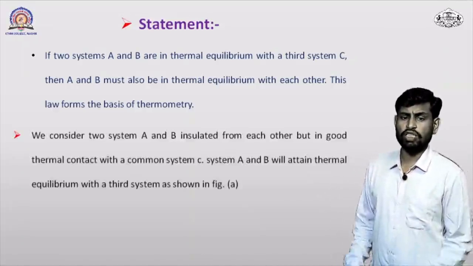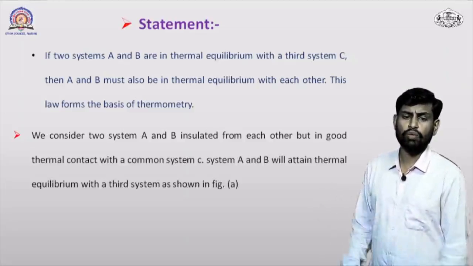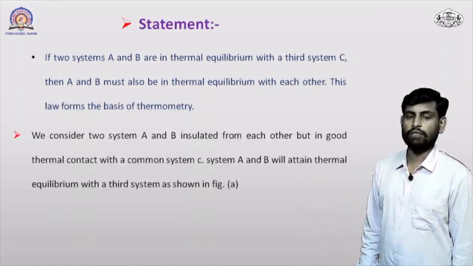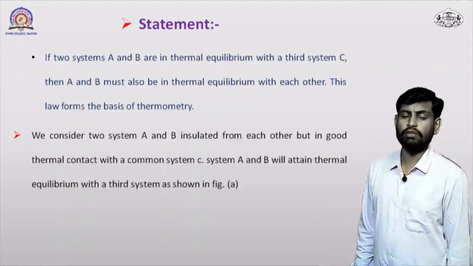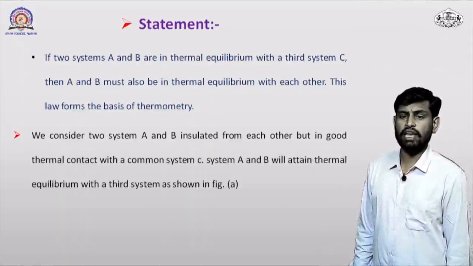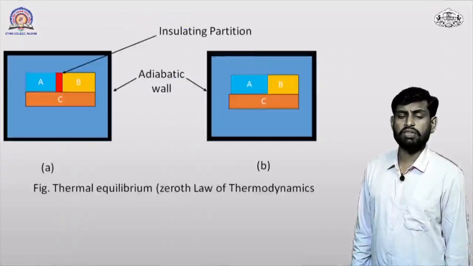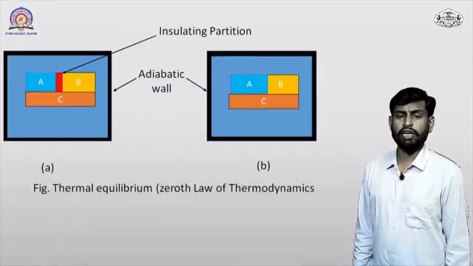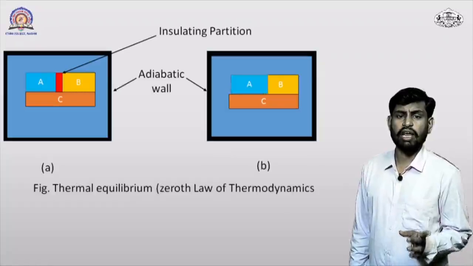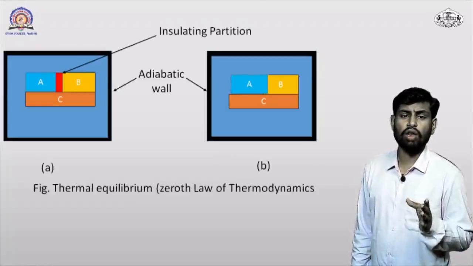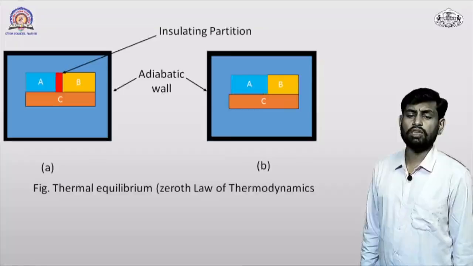We consider two systems A and B insulated from each other, but in good thermal contact with the common system C. Systems A and B will attain thermal equilibrium with the third system C. In the figure, the red colors show the insulating portion of systems A and B, and the surrounding wall is an adiabatic wall. This figure shows the zeroth law of thermodynamics.